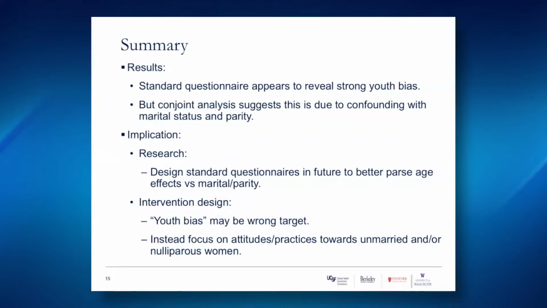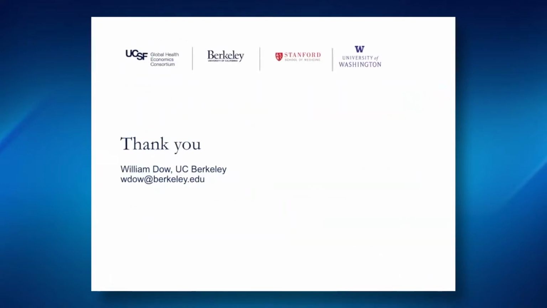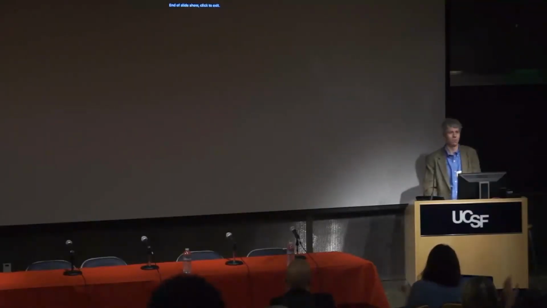So we did a whole lot of formative work early on before we had these results, trying to understand the provider's interpretation of what it's like to be a youth. But no, what we really need to focus on is their attitudes and practices towards unmarried and nulliparous women. So, again, thank you. I think this is a really interesting type of example where we can use these methods to unpack these types of biases and understand, well, what aspects of these populations are really causing the vulnerability when we're seeing people sort of get poor care. So, thank you so much.